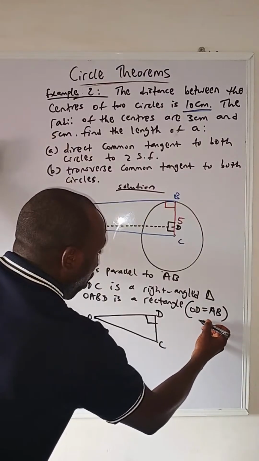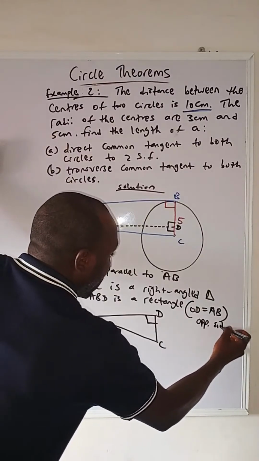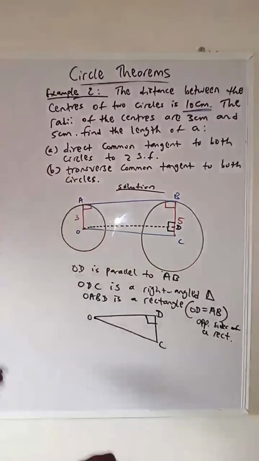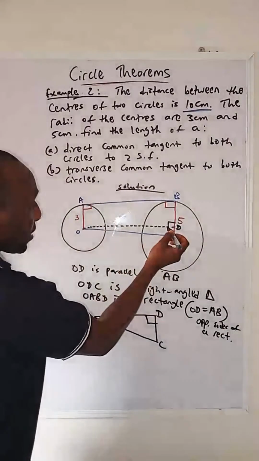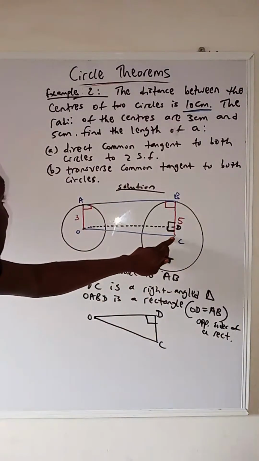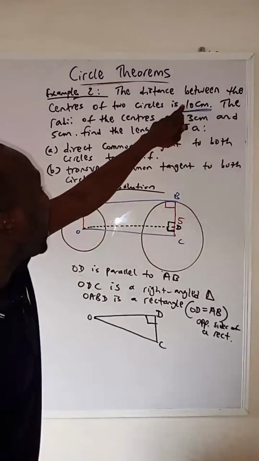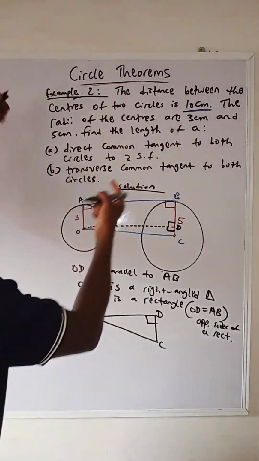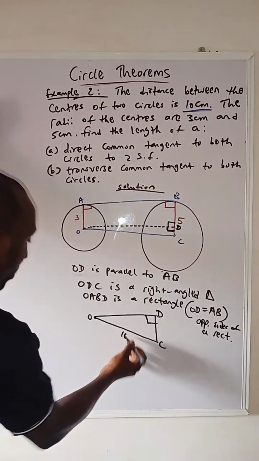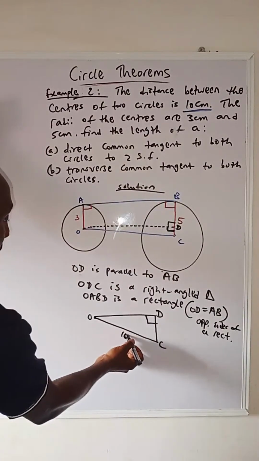And why is that so? Opposite sides of a rectangle. Beautiful. This is 90 degrees. We already know what OC is. OC was given as 10. That's the distance between the two centers. So this is 10 already.